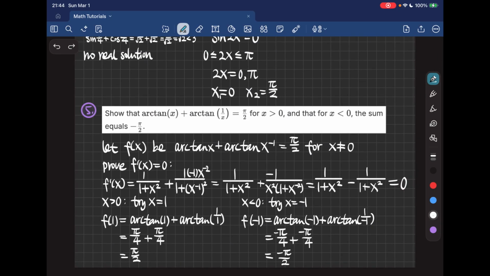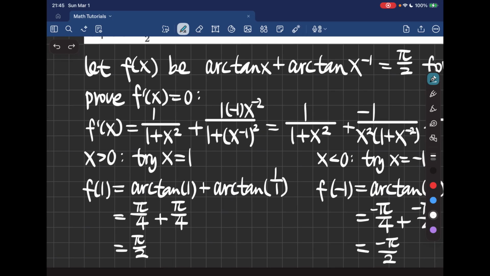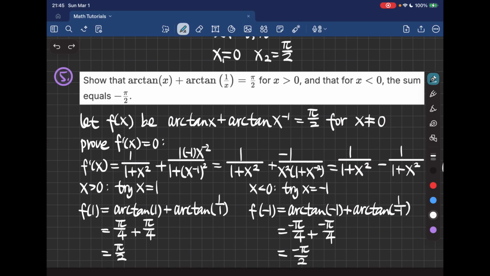Now we want to try some values for x greater than 0 and x smaller than 0 to show that f at these values actually equals pi over 2 or negative pi over 2. Here, I will try x equals 1 for x greater than 0. If you try arctan 1 plus arctan 1 over 1, it equals pi over 4 plus pi over 4, and that is pi over 2.